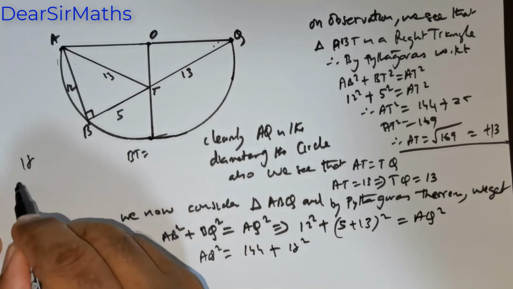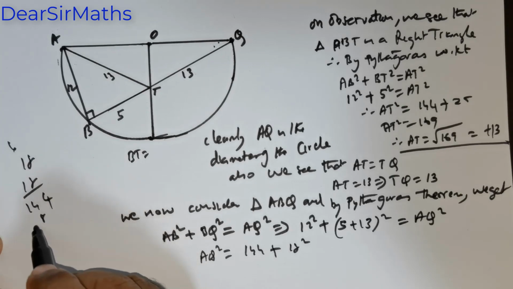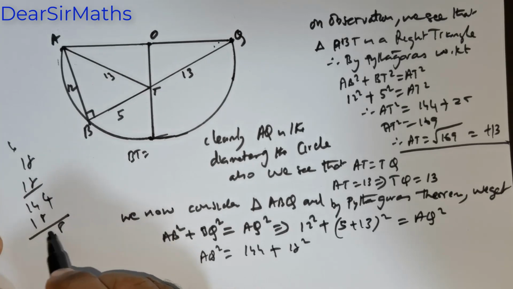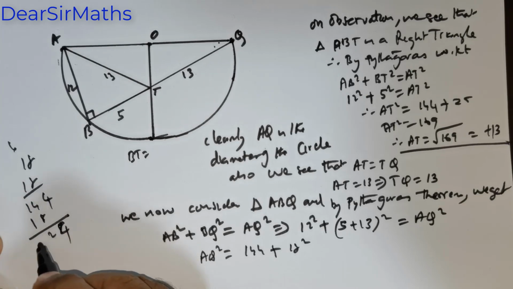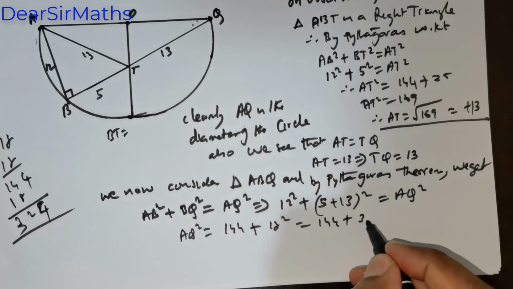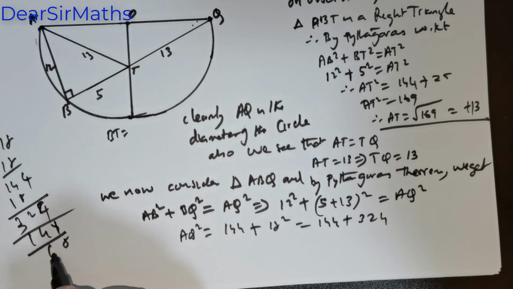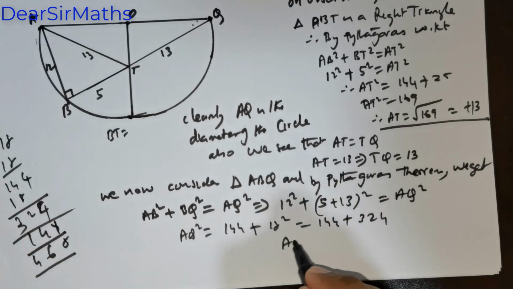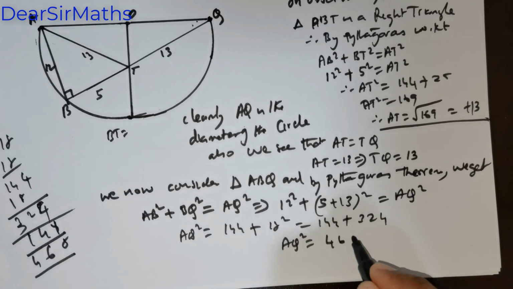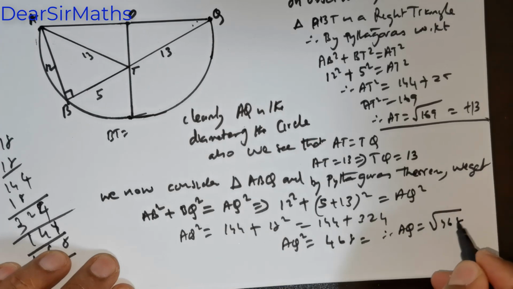So what is 18 squared? 18 times 18 is 324. So this is going to be 144 plus 324. You add them, 468. So AQ squared is 468. Now we need to get AQ. So therefore AQ is root of 468.